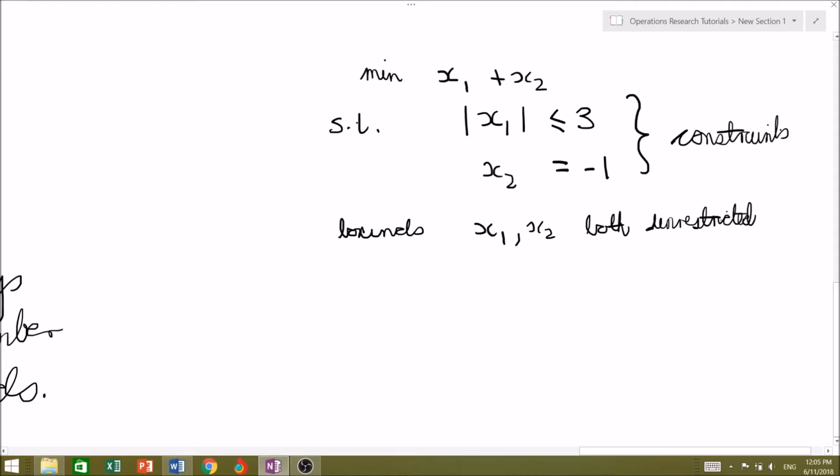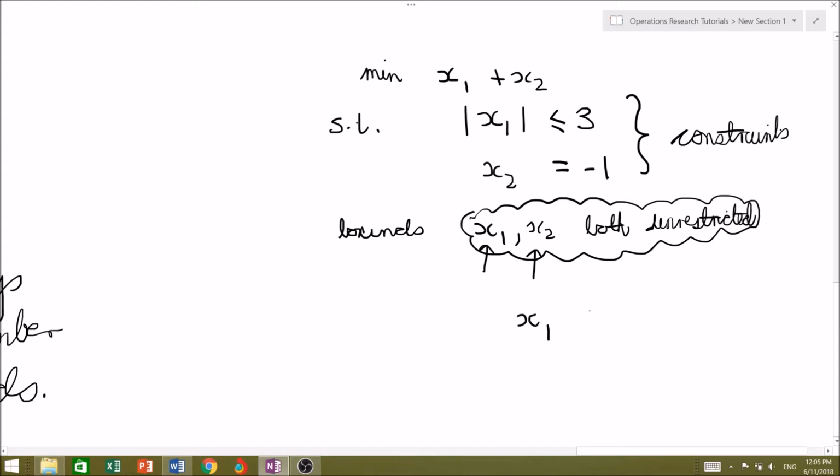So if we ignore this information, then we will get the incorrect answer in our question. So what we'll have to do is transform both x1 and x2. Firstly, let's look at our constraints. The absolute value of x1 being less than or equal to 3 means that x1 must be less than or equal to 3, and x1 must also be greater than or equal to -3. And x2 is simply equal to -1.